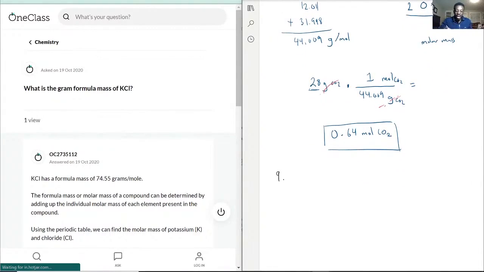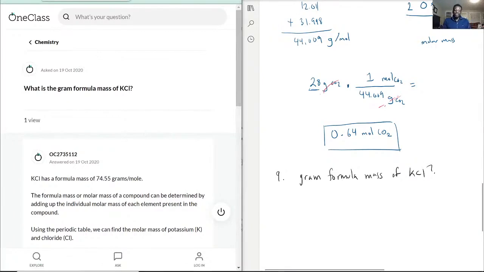So the question is asking, what is the gram formula mass of KCl? So what would that be? We refer back to our periodic table.